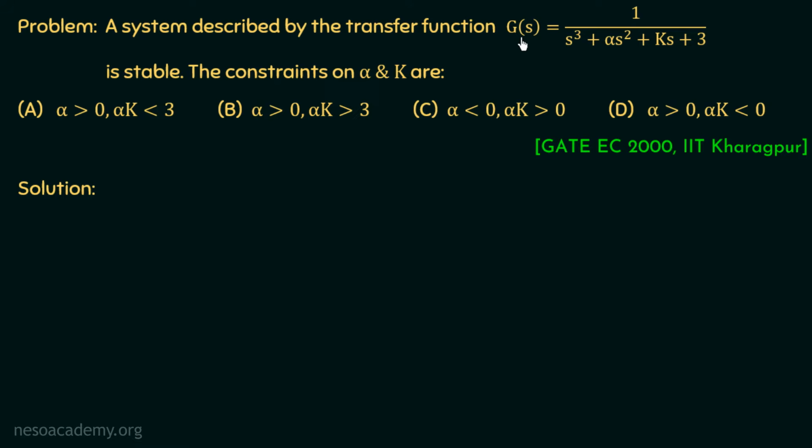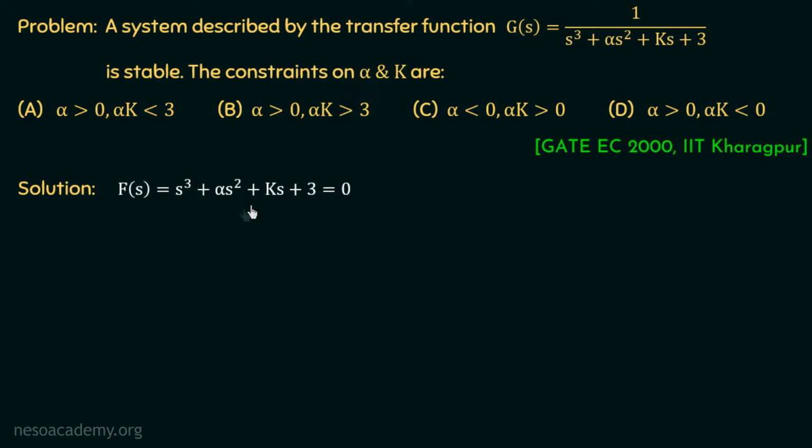So if the transfer function is G(s) equal to 1 over s cube plus alpha s squared plus ks plus 3, then what will be the characteristic equation? Will it be 1 plus G(s) equal to 0? No, it will not be. The characteristic equation will be f(s) equal to s cube plus alpha s squared plus ks plus 3 equal to 0. That is, if we equate the denominator of this function equal to 0, we will have the characteristic equation. We don't have to perform 1 plus G(s) equal to 0.